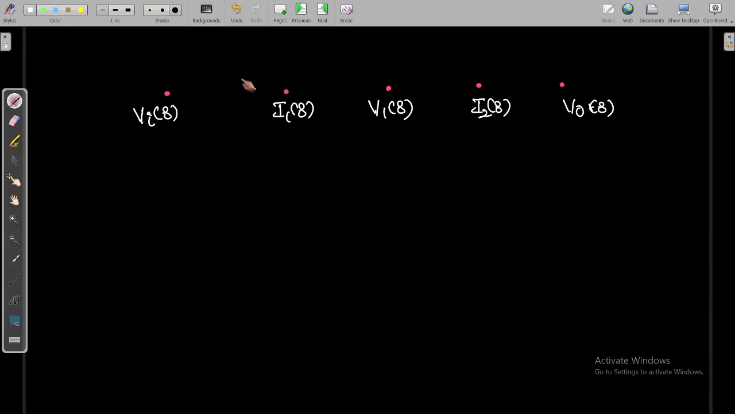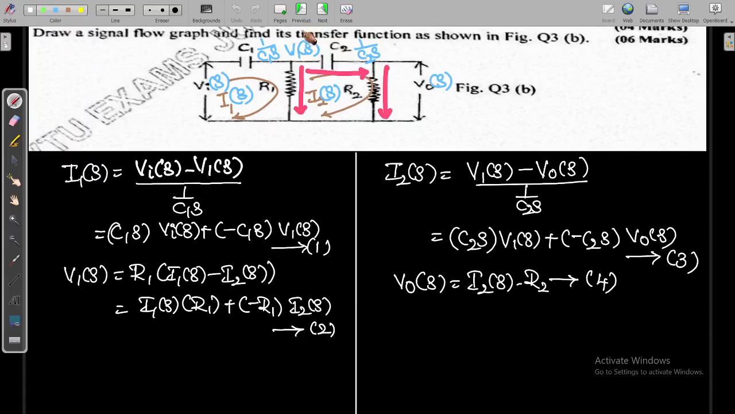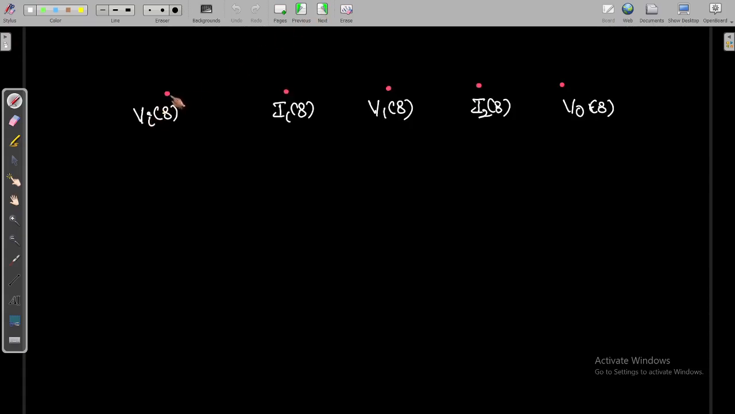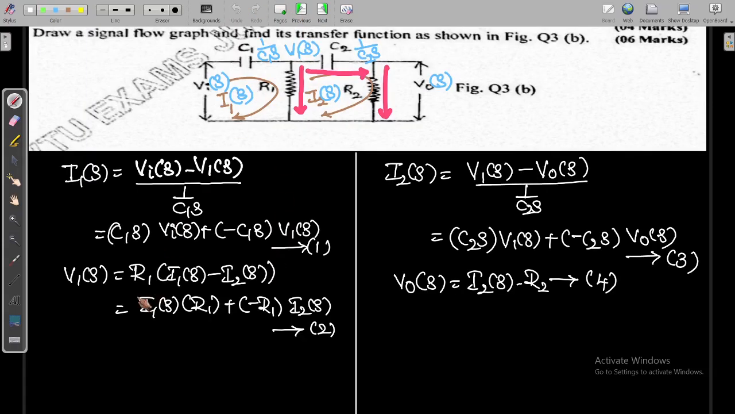So for I1 of S, see the first equation. For I1 of S, you are getting C1S from the VI of S, and minus C1S from the V1 of S. Let us write that. From V1 of S you are getting minus C1S. Next, for V1 of S, see the second equation.